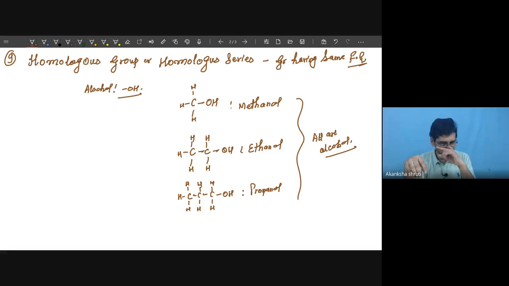One may use this methanol. Methanol is used as spirit, but ethanol is used in medicine like your cough syrup, as well as for drinking purposes as beverages. Then this propanol and many more. So different members have different applications.